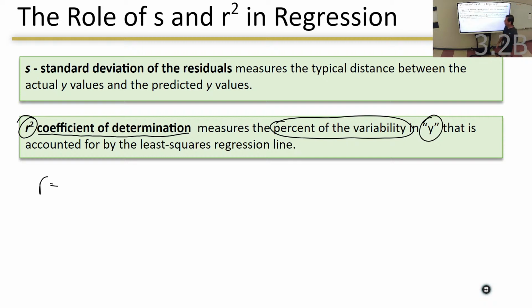Here's how I always remember this. I know this may sound stupid. Correlation coefficient.